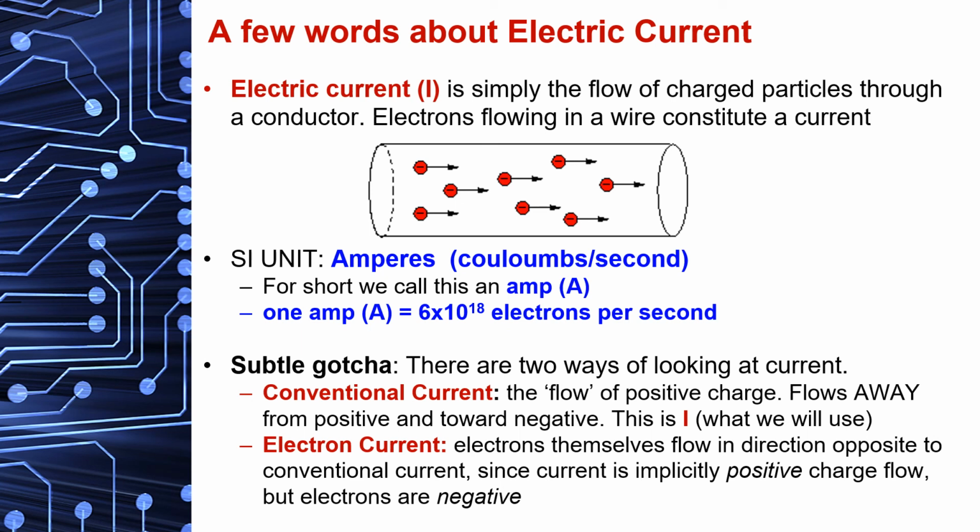And so we measure in coulombs per second, but we also call this unit an ampere, or an amp for short. And we use the unit symbol capital A. Now, 1 amp of current means that if I'm standing there looking at the wire, 6 times 10 to the 18th electrons are going to pass me by every second. That is a lot of electrons.